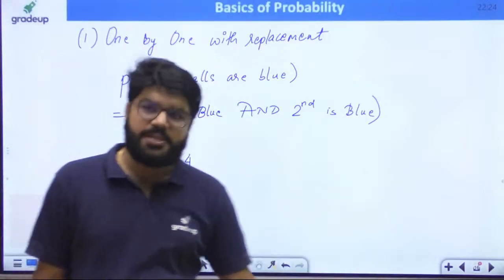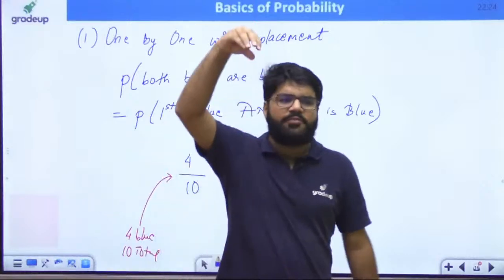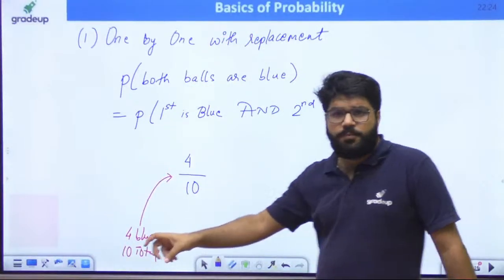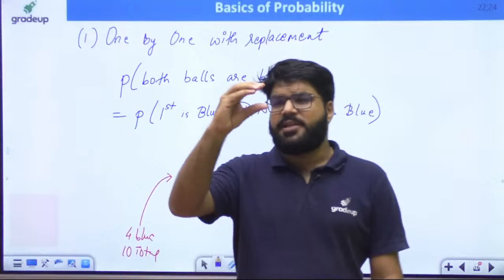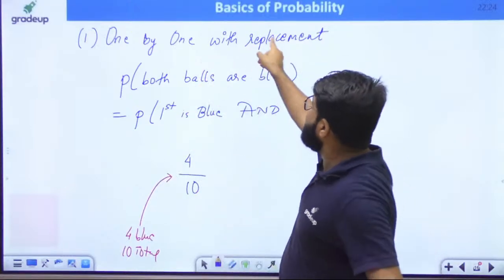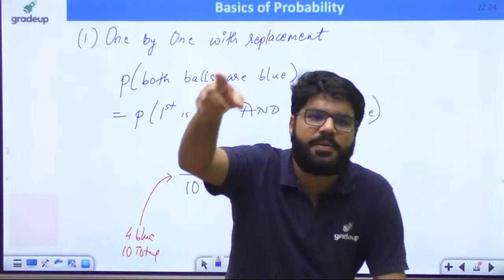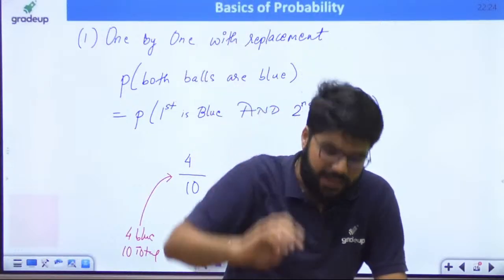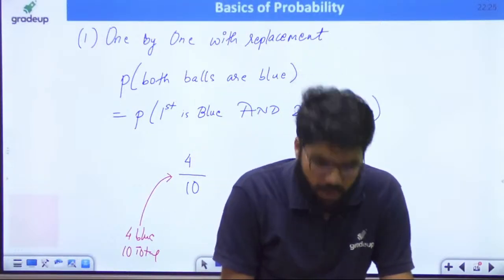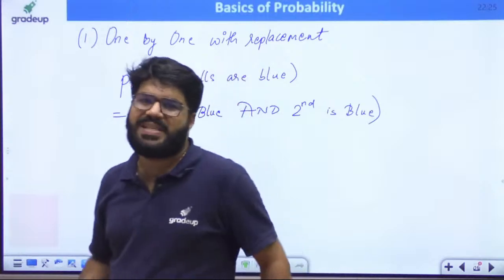Now what is the meaning of with replacement, sir? I draw a ball from the bag. Notice that it is blue. And then whatever the ball is, I replace it within the bag. With replacement, I replace the ball back inside the bag, once again.